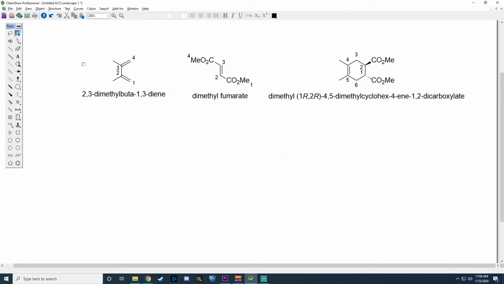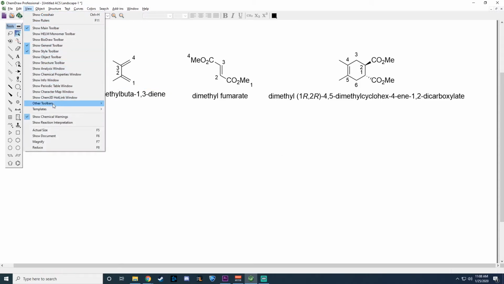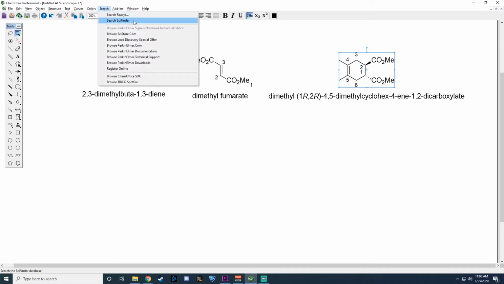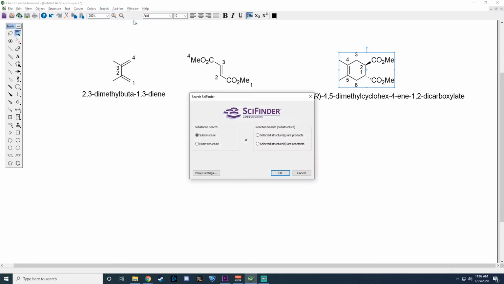On ChemDraw 16, if you go to View, Other Toolbars, down here, there will be a SciFinder toolbar. But for some reason in ChemDraw 18, I don't see this. I can't imagine they would have downgraded that. Maybe it's hiding in one of the other menus, but I can't find it. Anyway, regardless, you can highlight the molecule. You can click Search, and you can click Search SciFinder.